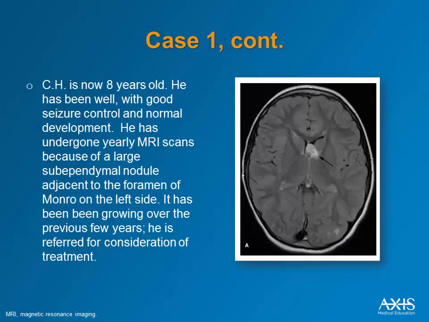Well, time passes. He's now 8 years old, and he's been doing well. He's on anti-seizure medications, and his control has been good, and his development also has been good. And he's been undergoing regular MRI scans because, indeed, there is a large subependymal nodule adjacent to the foramen of Monro on the left side, shown by the arrow. And now it is undergoing growth, and he's referred for consideration of treatment.